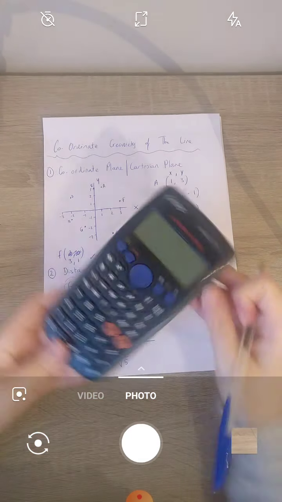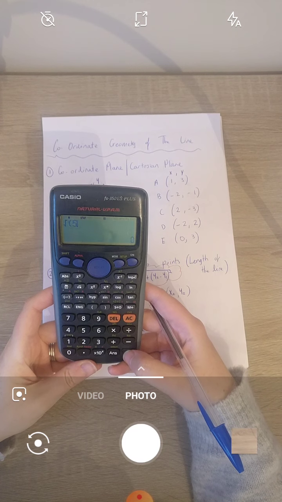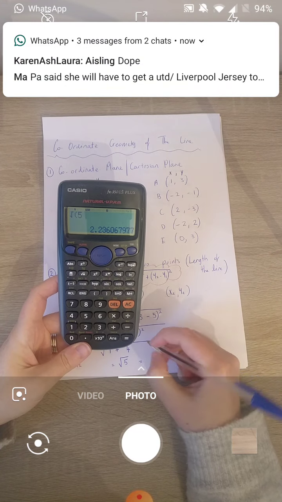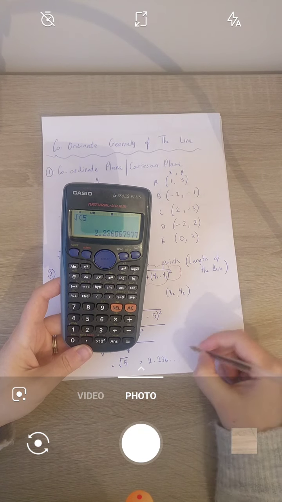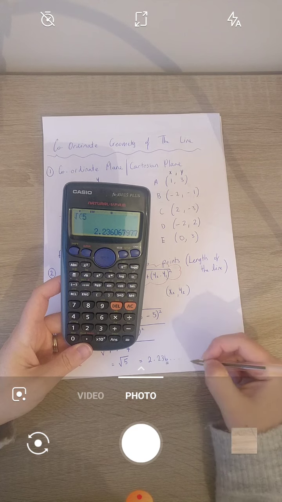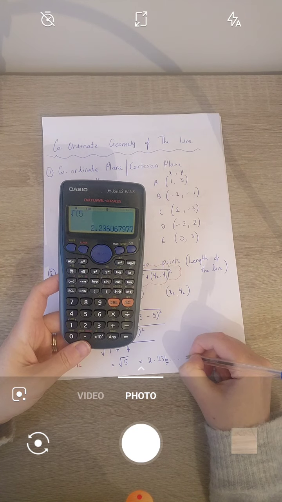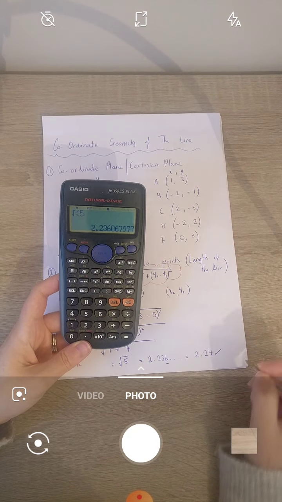Remember, you can use your calculator and put all of that in if you wanted. They might ask you to give your answer correct to a certain number of decimal places. For example, 2 decimal places: 2.236. For 2 decimal places, we look at the third digit, and because the 6 is 5 or greater, it's going to round that 3 up to a 4. So 2.24.